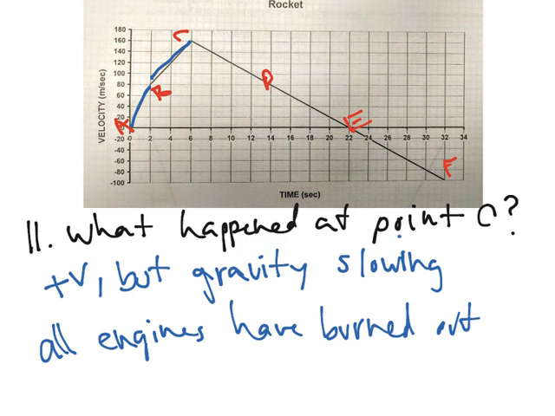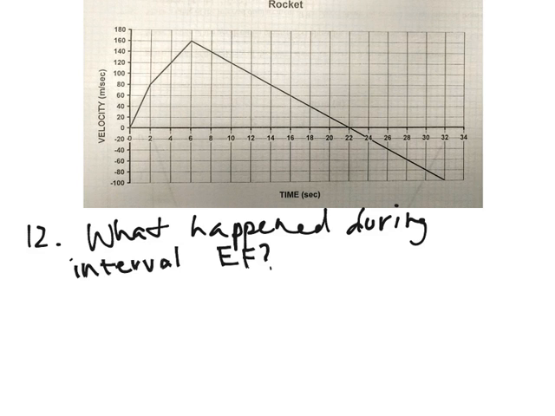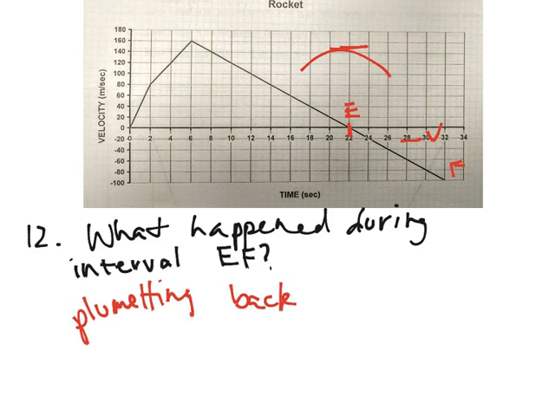Alright, so last question. What happened during interval EF? This is E, this is F. So what happened during that time? Alright, this is where velocity equals 0, so it's the top of our curve of when we threw something up. It has now started to fall. It now has a negative velocity. That means it is plummeting back to Earth. That is what's happening right here.